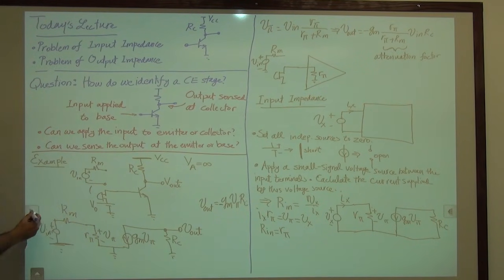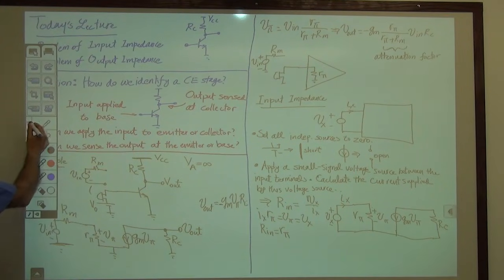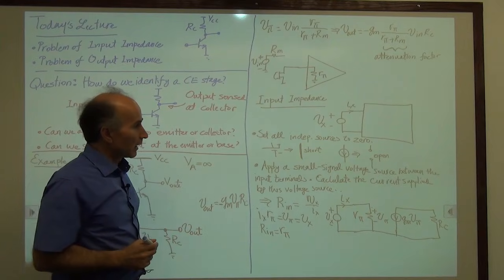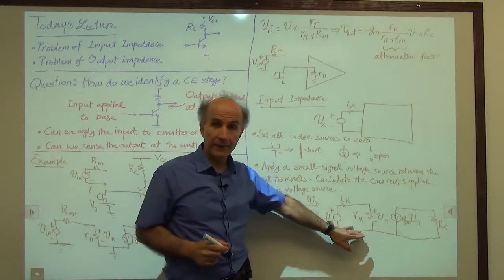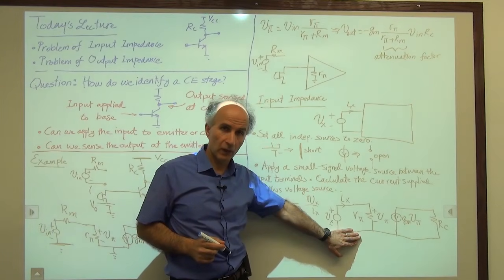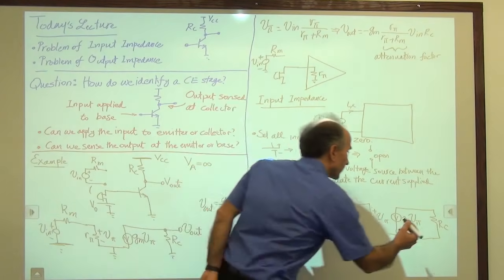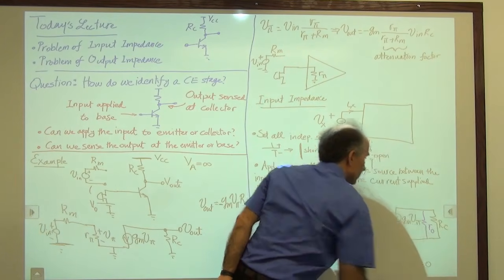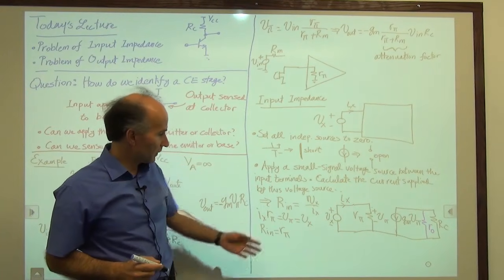One quick question before we move on. Let me change the color of my pen. I implicitly assumed that the early voltage is infinite, so I did not include RO in the small signal model. What if I have RO? Does that change the results?